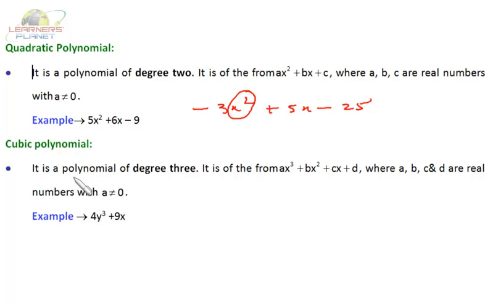Similarly, cubic polynomial. If it is a 3 degree polynomial, that means the variable is carrying the power 3, then it is known as a cubic polynomial, or we can say a third degree polynomial. The format is ax cube plus bx square plus cx plus d, and here a, b, c, d are real numbers with a non-zero. Just see over here as an example: 4y cube plus 9x. Now what is the highest power the variable is carrying? It's y cube. So this is a cubic polynomial.